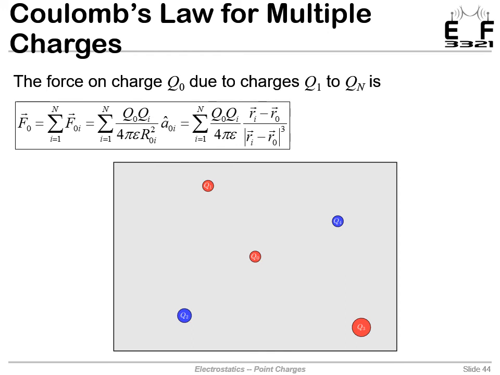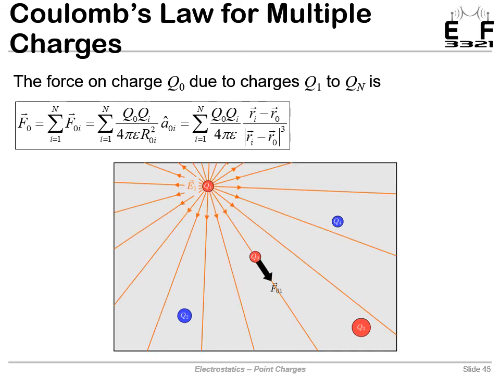Now let's think about the force on a particle due to multiple charges. In this case, we would like to calculate the overall force put on Q0 due to the surrounding charges. Each of those charges will individually put a force on Q0. And of course, the overall force is just the sum of those. So we have our superposition again.